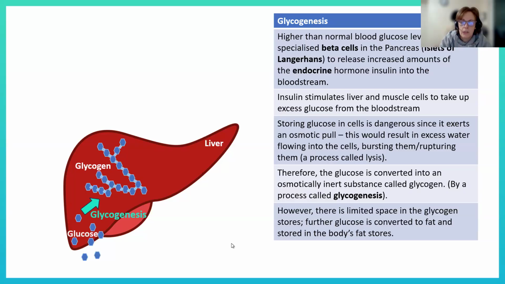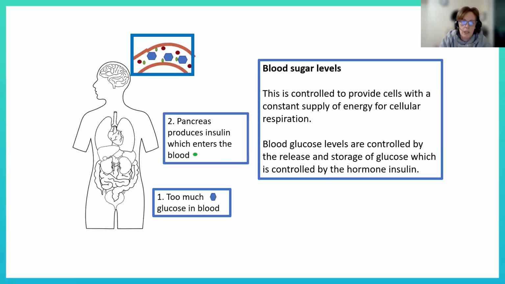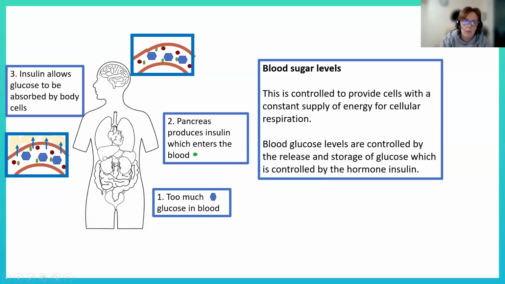Okay, so we need to just store that up for use. So with too much glucose in the blood, the pancreas will produce insulin, which enters the blood. This is the blood vessel here. Look, that's a little red blood cell. That's the insulin. That's our sugar. Sugar's usually drawn as a hexagon because it's a 6-carbon molecule. That insulin then allows the glucose to be absorbed by the body cells, converted into glycogen, and the blood glucose is reduced, and we no longer release insulin.